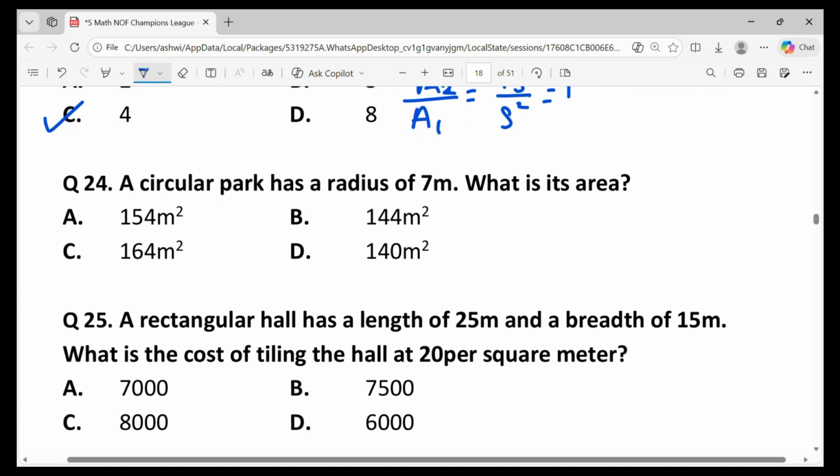Question 24. A circular park has a radius of 7 centimeter. What is its area? The area of a circle is given by pi r square, where using pi as 22 by 7, area will be equal to 22 by 7 into r square, that is 7 square, that is equal to 154. That is option A, 154 meter square.